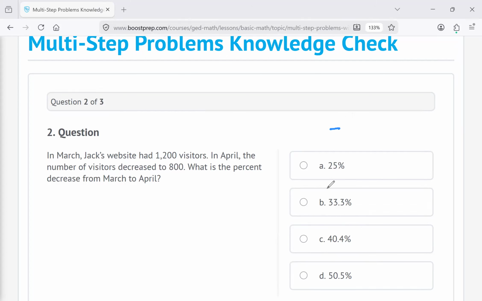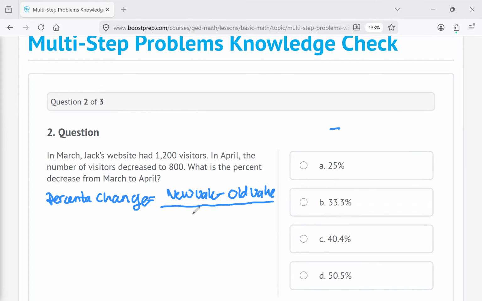So we are dealing with percentage change, right? All you've got to do is use that formula, which is new value minus old value over old value, times by 100. That's it.